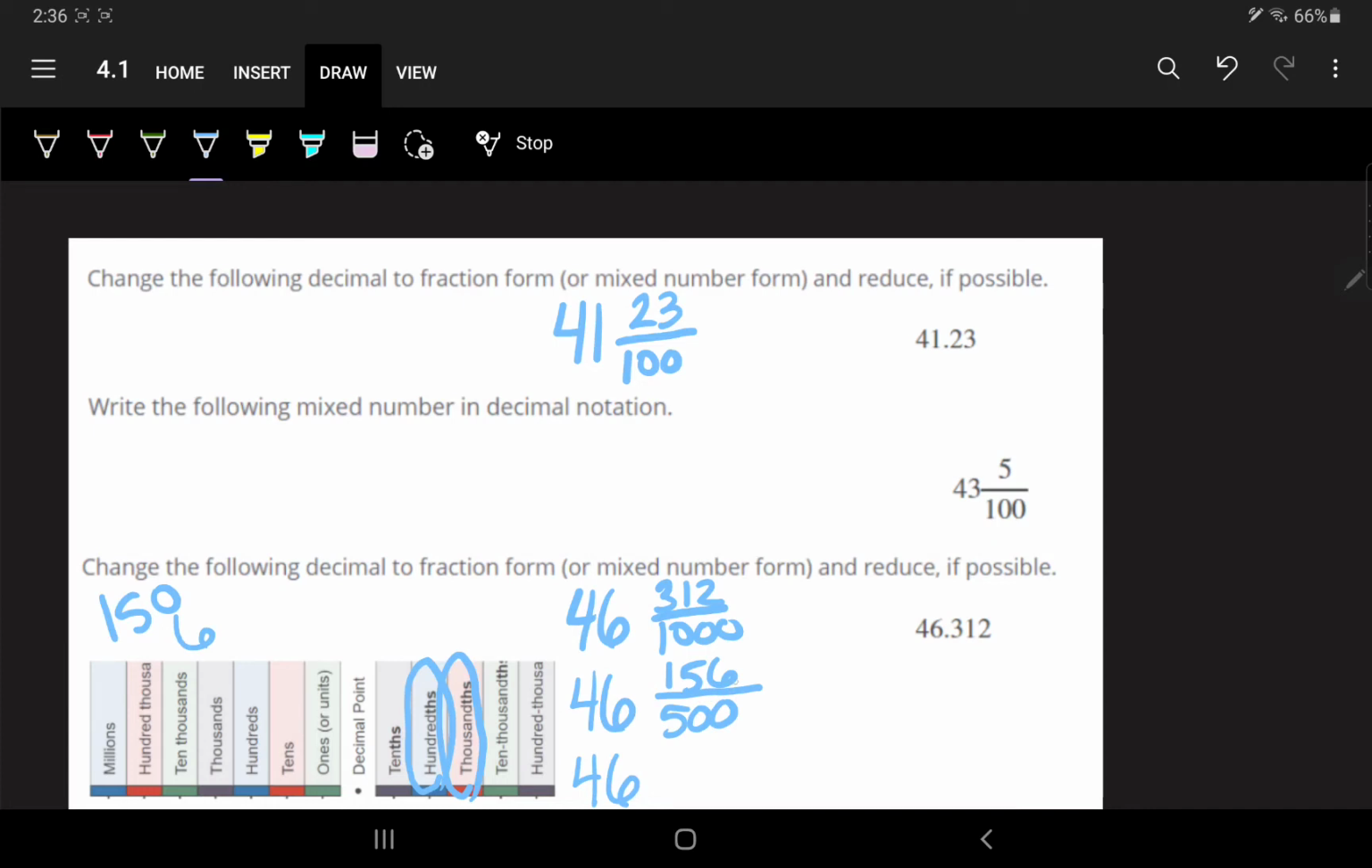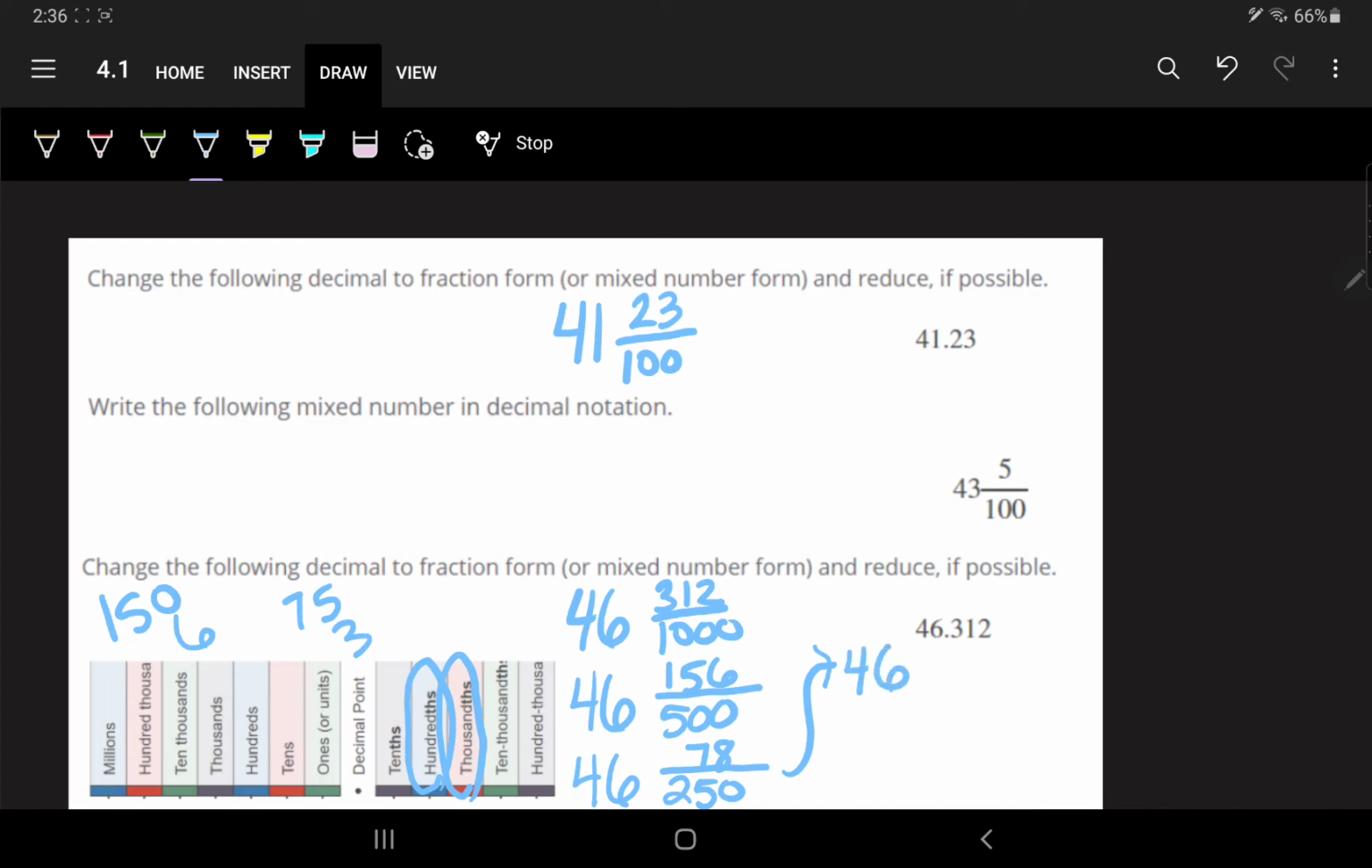156 divided by 2. And 500 divided by 2. The 156, half of 150 is 75. Half of 6 is 3. That would add up to a 78. Oh my gosh, they're both even again. Okay, this is the problem that never ends.